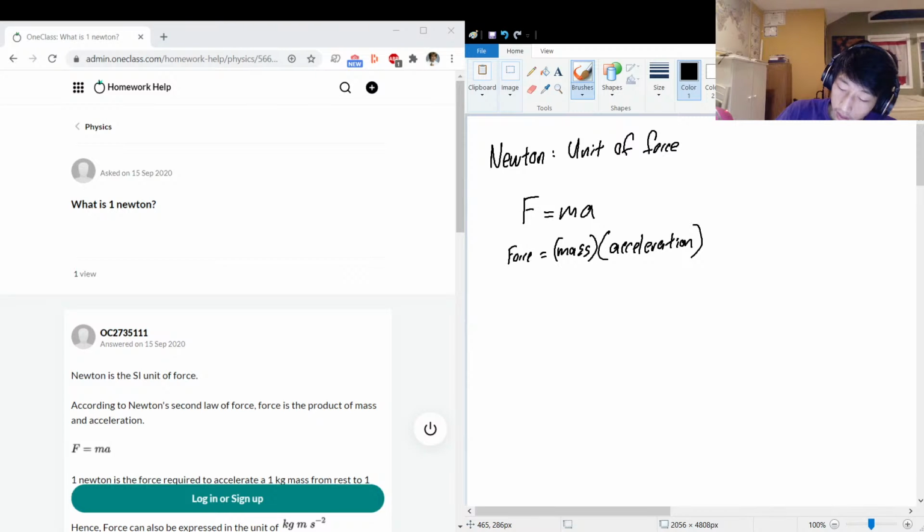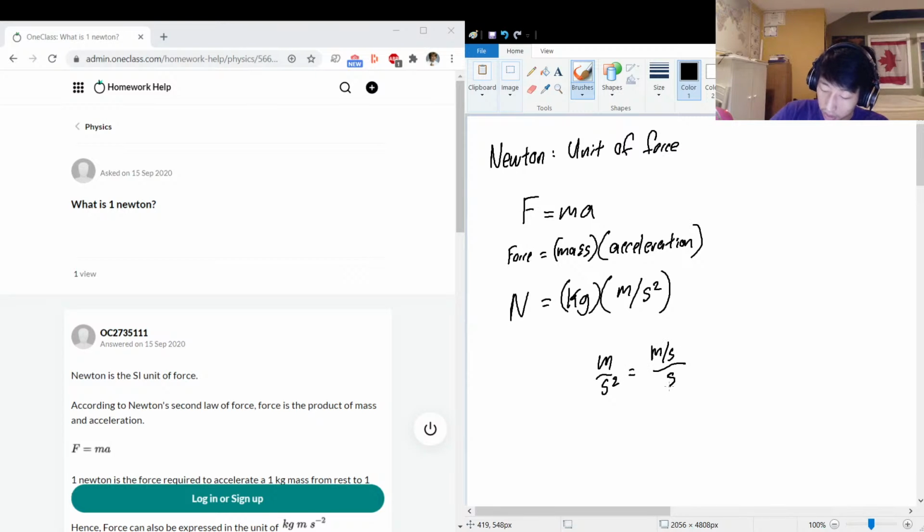And if we look at the units of that, we know a Newton is actually equal to a kilogram for mass multiplied by the SI version of acceleration. So that would be meters per second squared. That means your velocity, which is measured in meters per second, is changing every second.